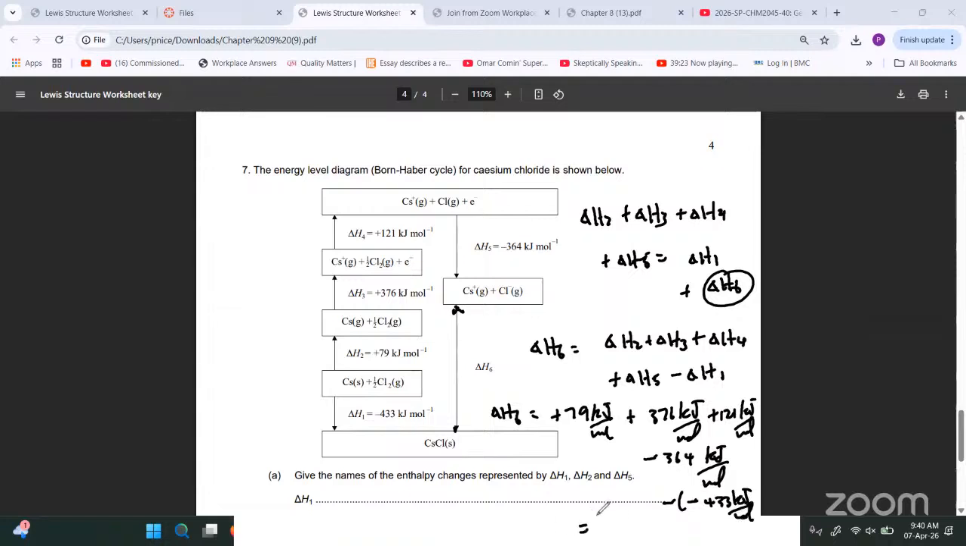Get my calculator. Oh, I don't have it. Okay, let me get the phone instead.